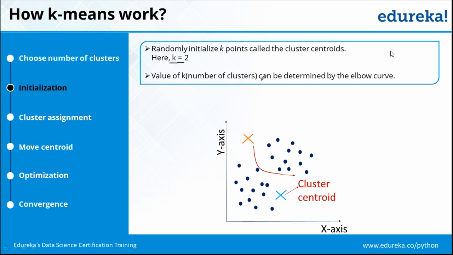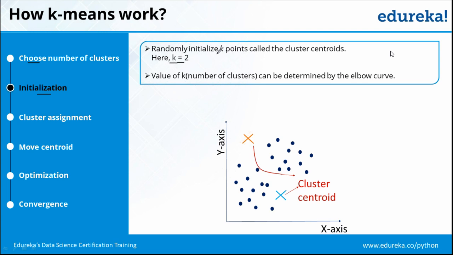The value of k, that is the number of clusters, can be determined by the elbow method, which was given earlier. But let's say we reach the conclusion that 2 clusters need to be formed, and this is our data set. All these circular points are given. These are our data set, let's say, right? And as the first step, what I'm going to do is the initialization. So what is the initialization?